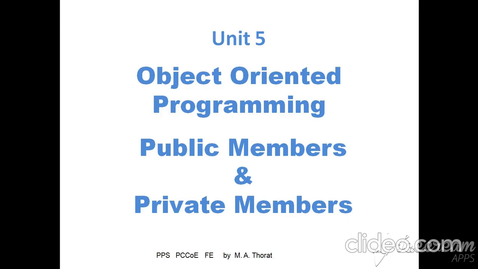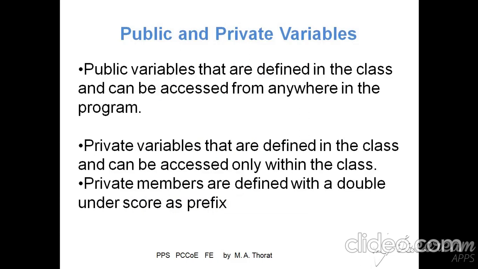In this video, we'll see what are public and private members of a class. Public variables are those defined in a class that can be accessed from anywhere in the program. Private variables are those defined in the class that can be accessed only within the class. Those are called private members or private variables of a class.